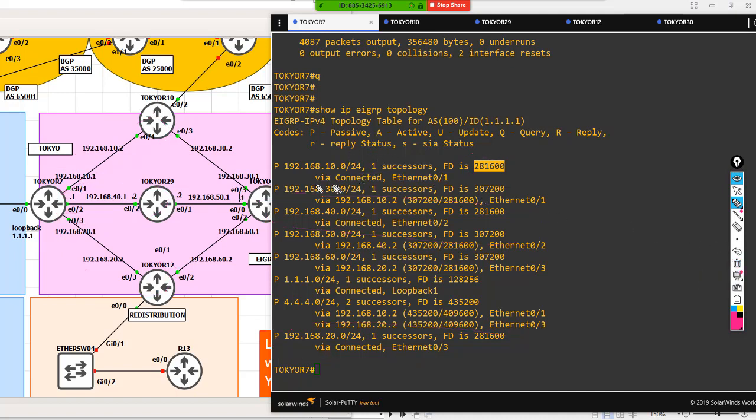Now regarding those links where you will see a dependency, something like this scenario, you will see two values. Now these two values have some logic. The first value, 307200, will be called the FD, that is feasible distance, something very similar to this. And 281600 will be called the advertised distance.